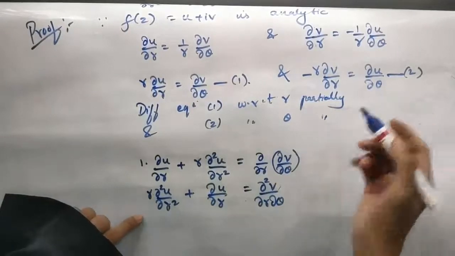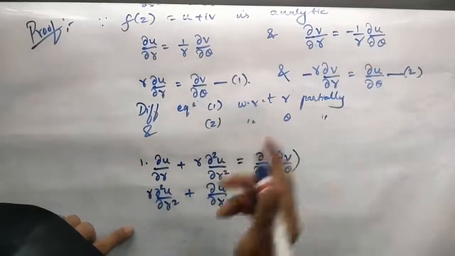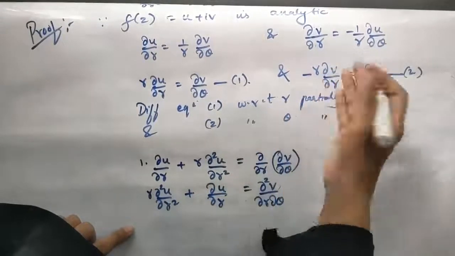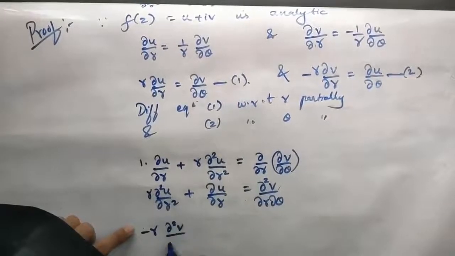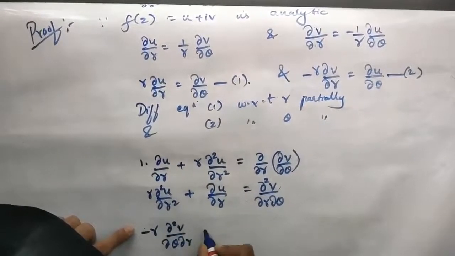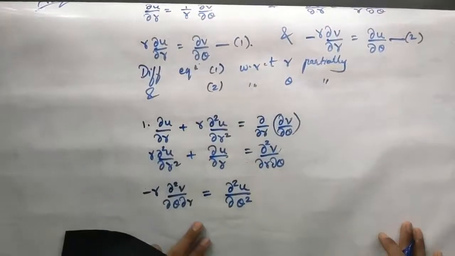Now do the same thing with this 2. So the left hand side we will differentiate first. Derivative of r with respect to theta is 0. So you need not take the u into v rule because we are differentiating with respect to theta partially now. So minus r as it is. Derivative of ∂v/∂r, it will be ∂²v/∂θ∂r is equals to ∂²u/∂θ², ∂²u/∂θ².